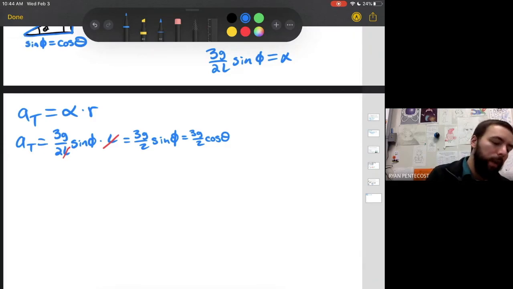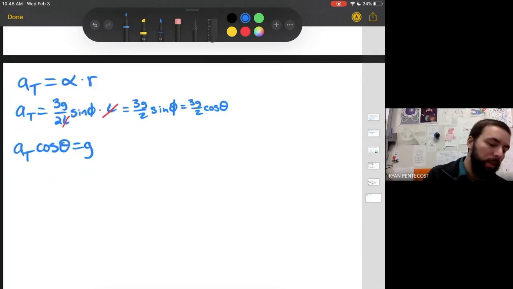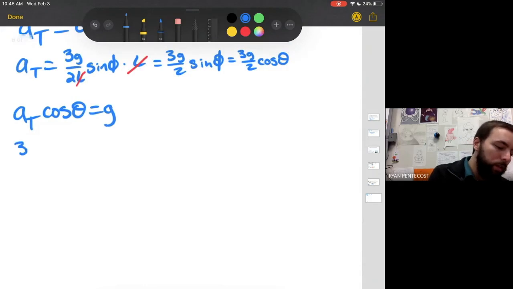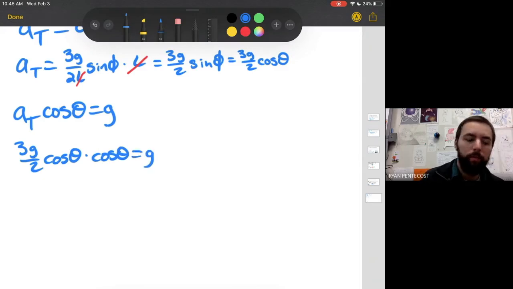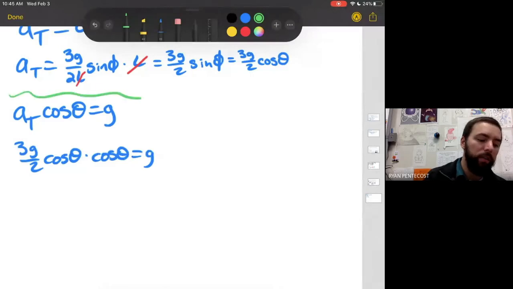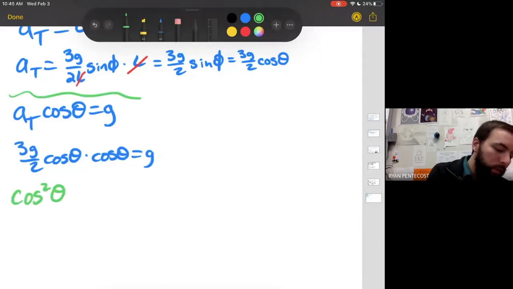Now I'll bring that relationship down from above: a_T cosine theta equals g. We have to make that true, so let's find the angle that makes that true. Our a_T is 3g over 2 cosine theta times another cosine theta, which will equal g. Now what we'll do here is solve this in terms of theta, so we'll solve for cosine squared theta. Those g's will go away once you divide that over. Now you're just left with 2/3.